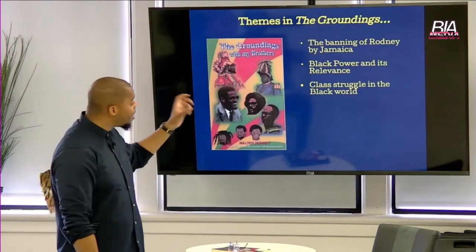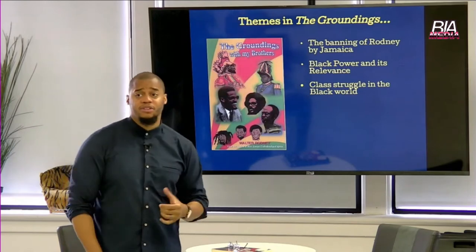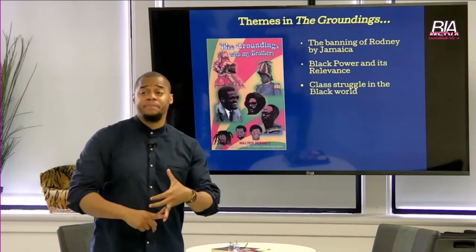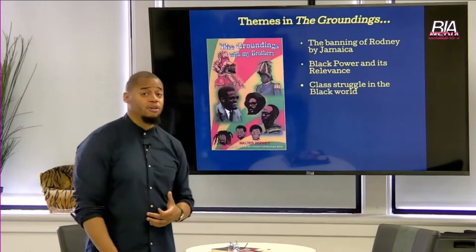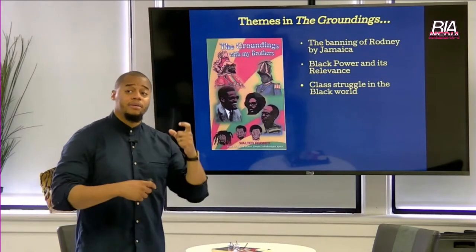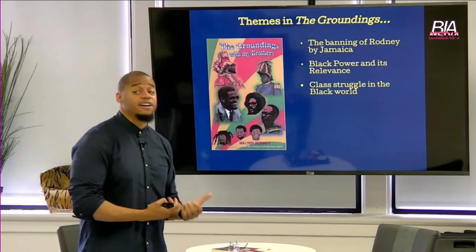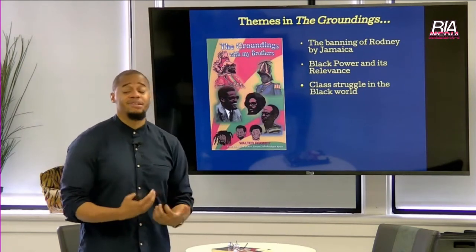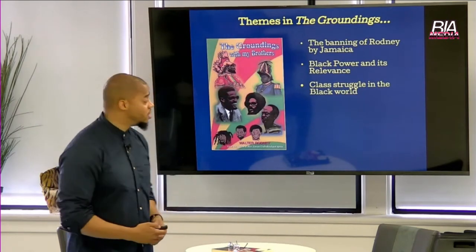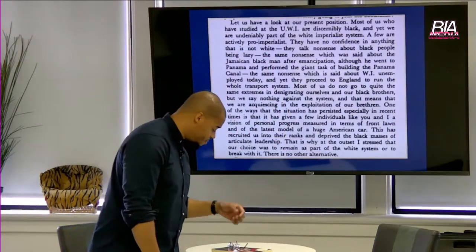The other element that's brought up in the groundings, so he talks about the banning, he talks about black power and black consciousness. He also talks about class struggle in the black world. This idea that we have these working classes of black people that are being exploited, and they're not going to be exploited forever, and that's eventually going to lead to this revolution that's going to make things more just. And he used himself as an example.